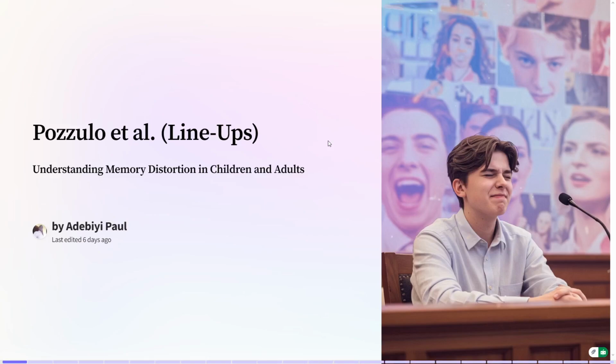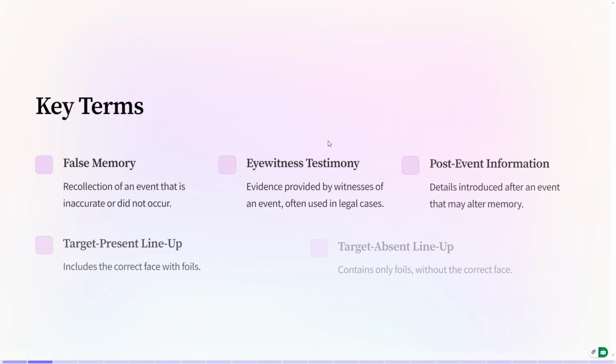Okay, hello everyone. This is the last study under the cognitive approach. That is the study done by Pozzulo et al. on lineups. All right, so let's dive into it.